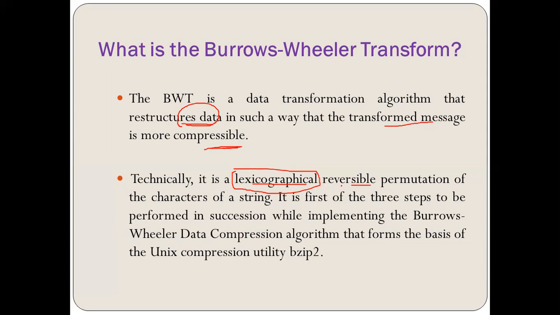Second thing is, it is a reversible permutation. That means it can be easily reversed with little loss of data, so it is a lossless compression. Very important part for this. It is a lossless compression technique, that is BWT. It is the first of the three steps to be performed in succession while implementing the BWT compression algorithm that forms the basis of the Unix compression utility. So the main concept regarding this is lexicographical reversible permutation.